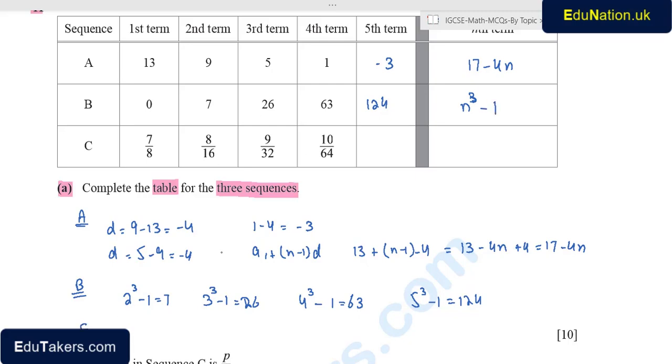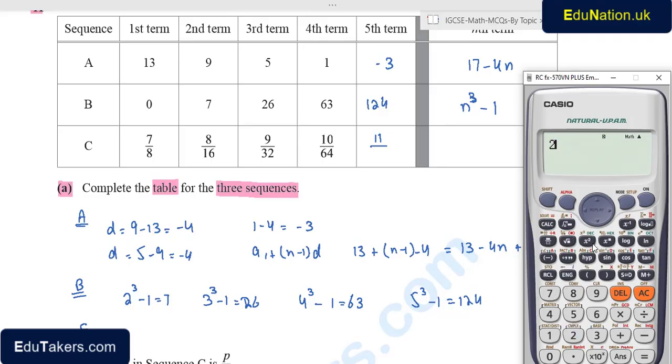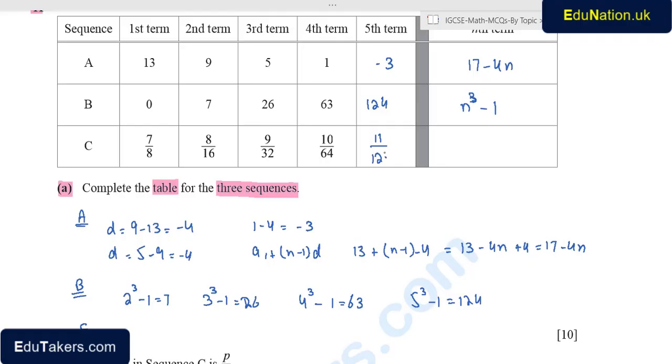Now for sequence C, this is 7 over 8 and then adding 1 in its numerator. This will be 8, and then adding 1 it will be 9, then adding 1 it will be 10. So in the fifth term this will be 11 over. Now this is 2 raised to power 3, this is 2 raised to power 4, this is 2 raised to power 5, this is 2 raised to power 6, and this will be 2 raised to power 7. And 2 raised to power 7 is 128.